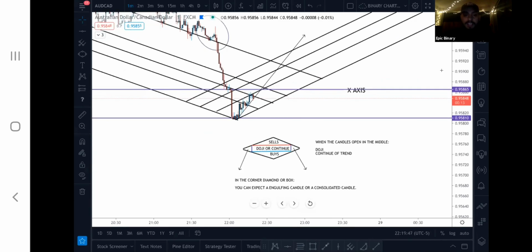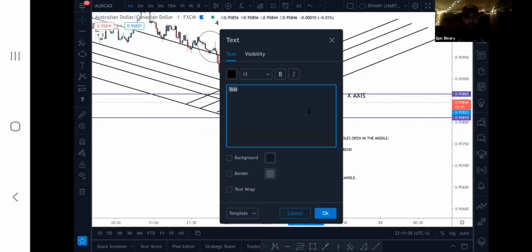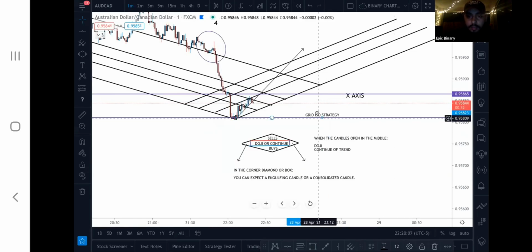Let's go. This is the grid ISO strategy. I'm going to write that down right here. This is the grid ISO strategy, developed and made by yours truly, Mr. Binary Sauce.